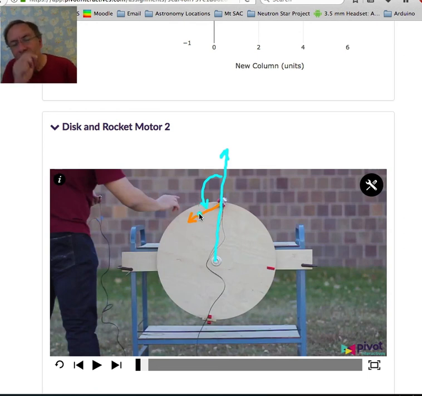So think about this. Same rocket engine, same disk, everything's pretty much the same, but the angle is different. Which one is going to accelerate more? The first case or the second case? Think about it.